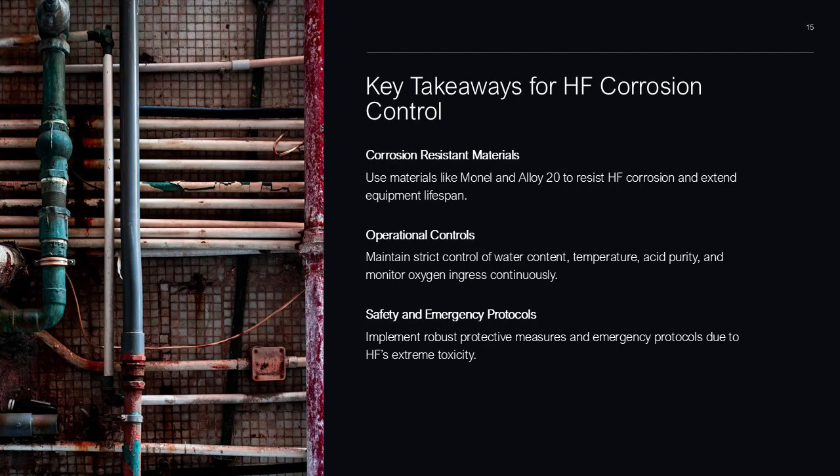Managing HF corrosion requires a multifaceted approach that addresses both chemical and operational challenges. Critical measures include selecting corrosion-resistant materials such as Monel or Alloy 20, applying advanced coatings, and maintaining strict control over water content, temperature, and acid purity. Operational vigilance is essential, with continuous monitoring for oxygen ingress and adherence to best practices in HF alkylation units.